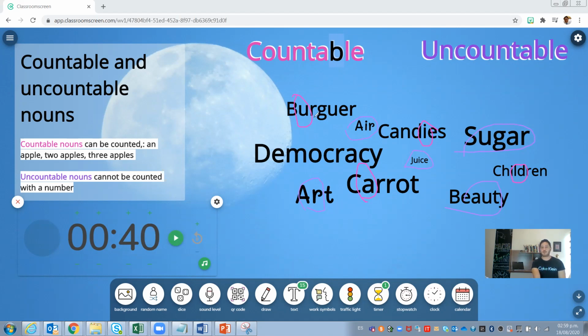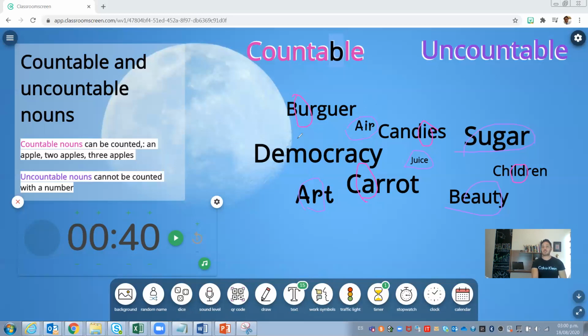Burger, countable or uncountable? Burger is countable since we can say one burger, two burgers, or three burgers. Air, on the other hand, is uncountable because we cannot say one air, two airs, or three airs. It's just a little air, some air, or much air. Candies, since it's a word in plural, it is countable because we can say one candy, two candies, or three candies. Sugar, it's uncountable because we cannot measure with numbers. We should say little sugar or much sugar.